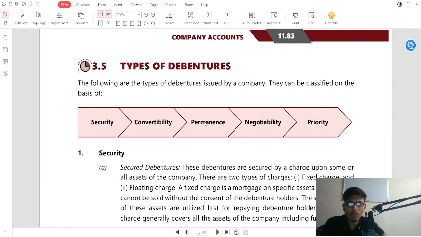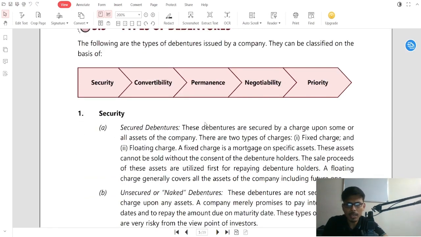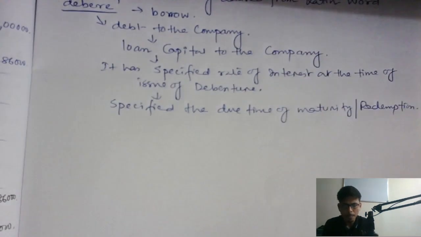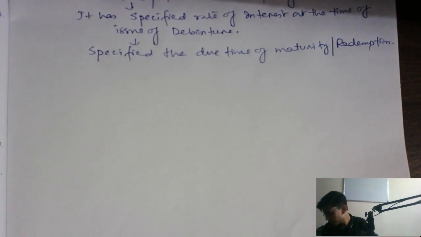Okay. Now let's discuss the types of debenture. Okay, let's discuss this. What are the types of debenture? चलिए एक बार इसको डिस्कस करते हैं. See, types of debenture को. What are these types of debenture? Let's discuss this. Okay, चलिए.